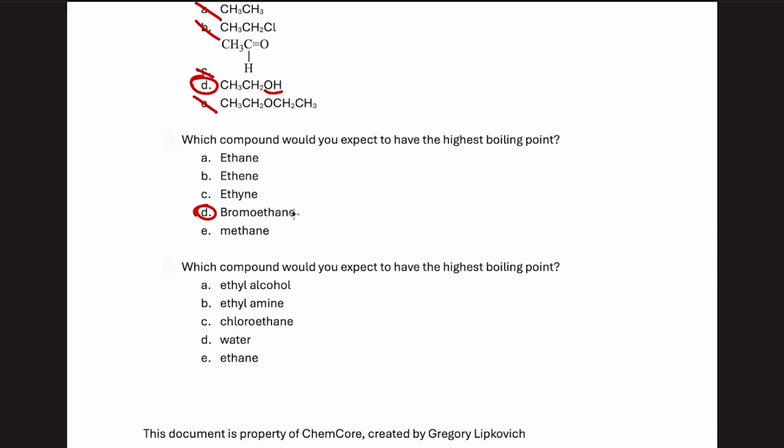Besides that, if you were to count the molecular weight, D would probably be the heaviest. Why? Because other than replacing that hydrogen with a bromine, you end up with more stuff than any of the other answer choices.